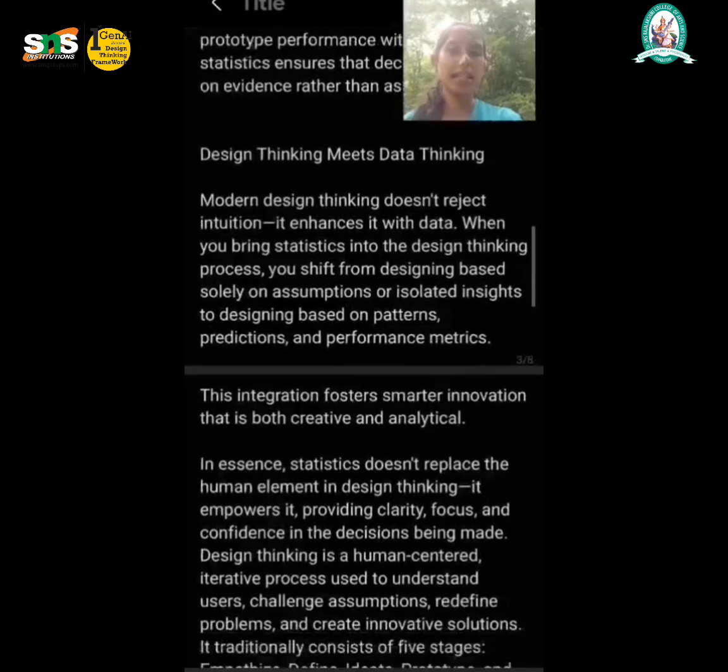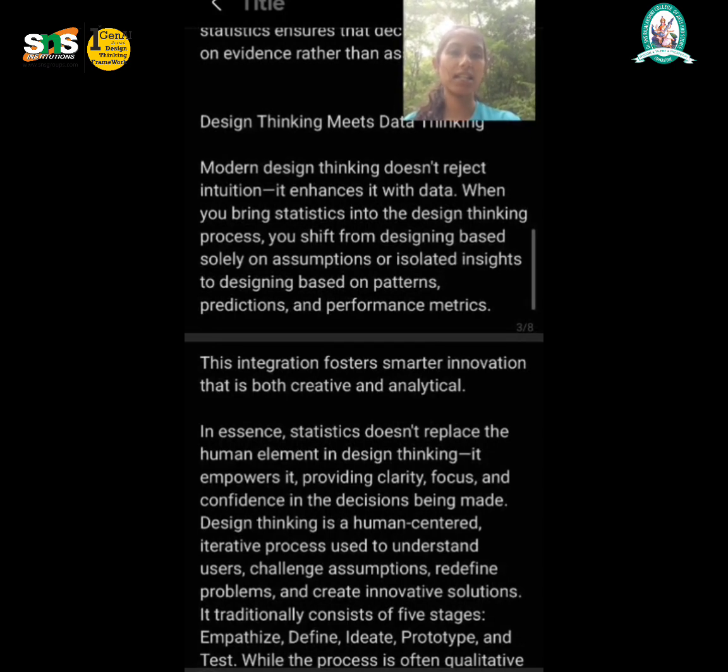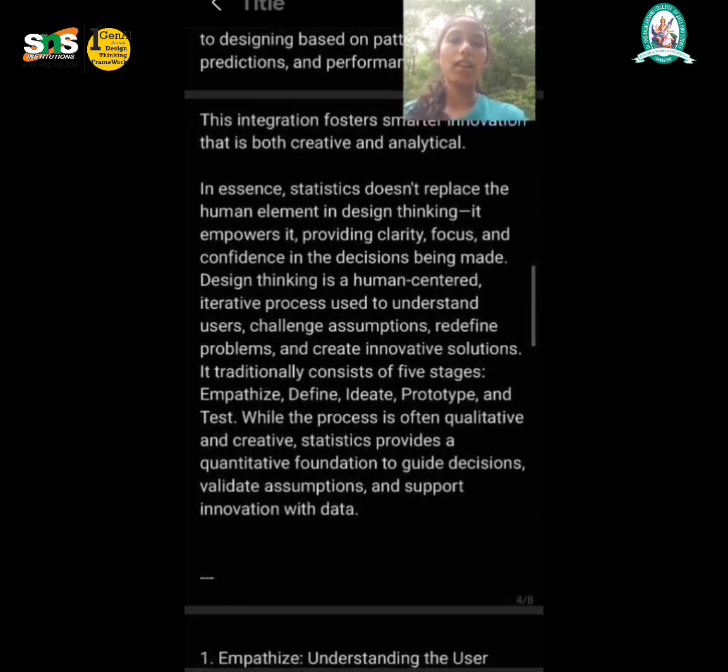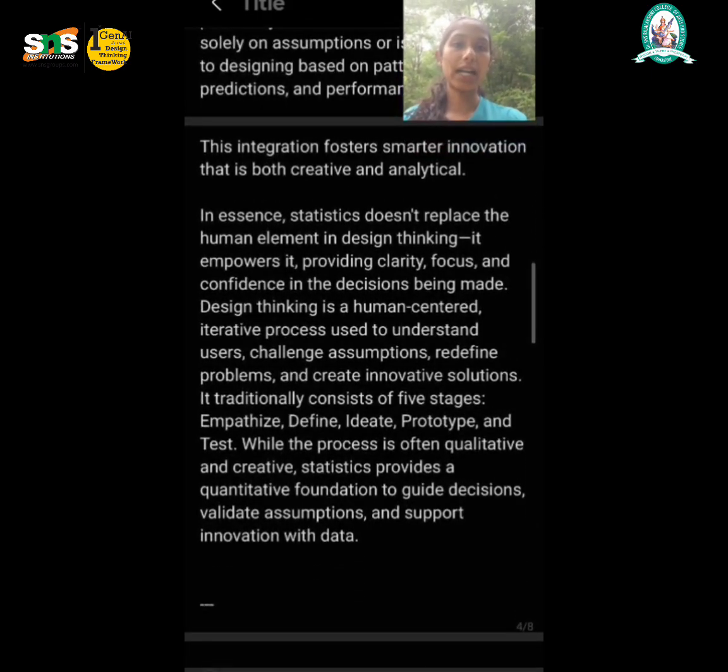Design thinking meets data thinking. Modern design thinking doesn't reject intuition, it enhances it with data. When you bring statistics into the design thinking process, you shift from designing based solely on assumptions or isolated insights to designing based on patterns, predictions, and performance metrics. This integration fosters smarter innovation that is both creative and analytical. In essence, statistics doesn't replace the human element in design thinking, it empowers it, providing clarity, focus, and confidence in the decisions being made.